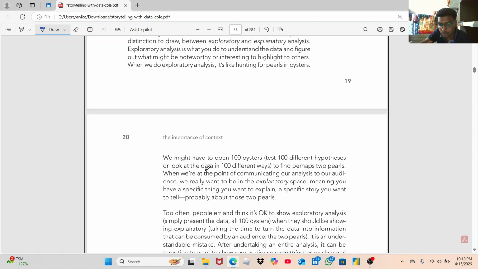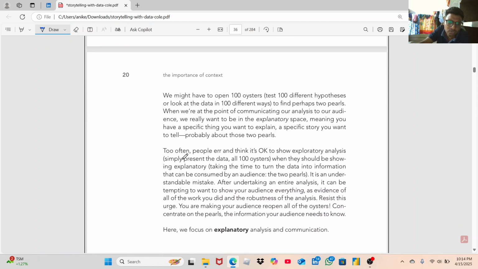When we are at the point of communicating our analysis to our audience, we really want to be in the explanatory space. You did your visualization, but when it comes to the explanation to the stakeholders, your manager, how will you explain it? That is your explanatory space, meaning you have the specific things you want to explain, not everything. Of the 100 hypotheses you tested, you don't present them all. You take only the hypothesis which will help the business to grow.